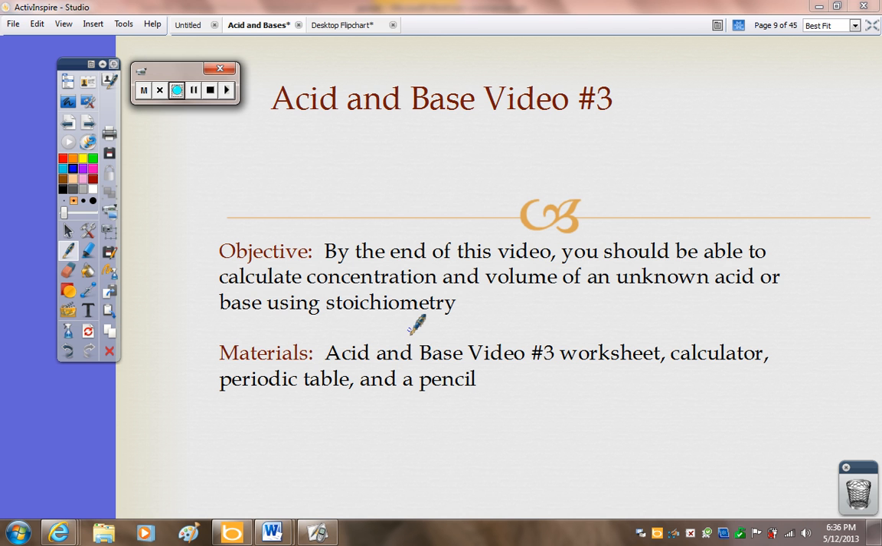Something else that might be handy will be your mole map, which is still saved on Edline in the gases unit, which is the last time you used it.